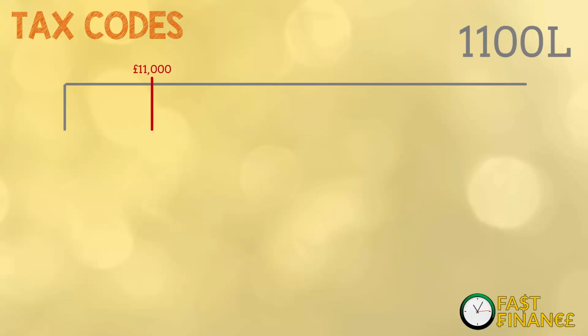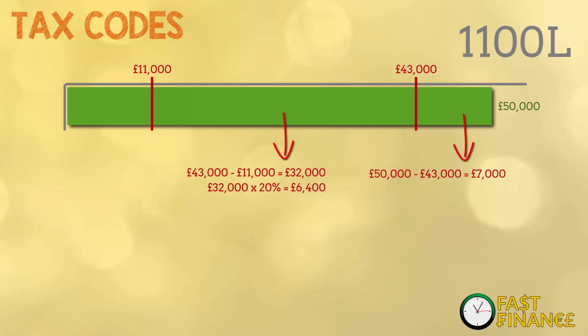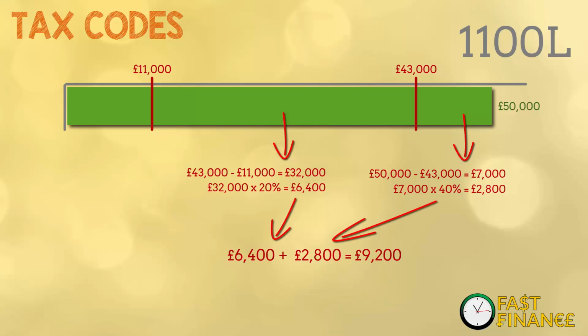Higher rate tax is paid on income above £43,000. So if you earn £50,000, you will pay 0 tax on the first £11,000, as above, 20% tax on your income between £11,000 and £43,000. This is £32,000 at 20%, which equals £6,400. And you'll pay 40% tax on your income above £43,000. This will be £7,000 in this example, which equates to another £2,800 in tax. This brings your total tax bill to £9,200, or £767 per month.